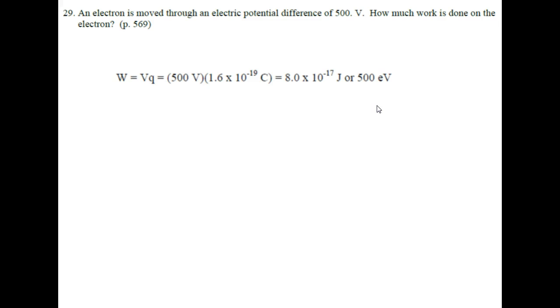Okay, that'll do it for 27 through 29. More to come on our work with electric potential energy and electric potential when we do number 30 in class tomorrow.